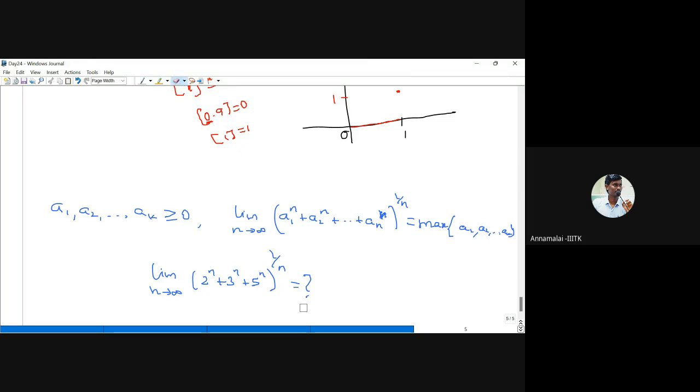Using this formula, what is the value of this? The maximum of 2, 3, 5. Therefore, this is nothing but just 5. So the limit of the sequence 2 power n plus 3 power n plus 5 power n, whole power 1 by n, converges to 5. So this result is very important, provided all the an's are positive. We can find this formula in my notes. It's nothing but the maximum of these numbers.